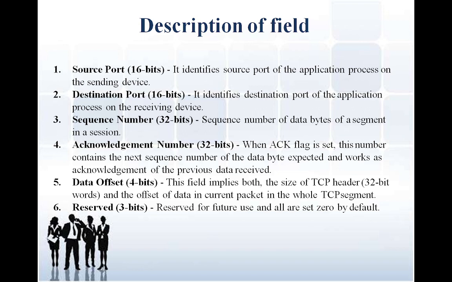So here are the acknowledgement number, sequence number, and the various kinds of flag bits. At what situation we use the acknowledgement number is given. And the data offset value denotes the size of the TCP packet in 32-bit words. The offset of the data in the current packet is in the whole TCP segment. And the 3 bits reserved are for future use and are set to 0 by default.